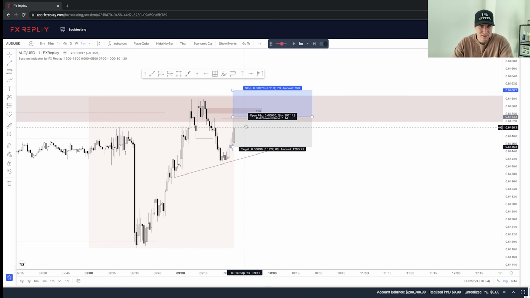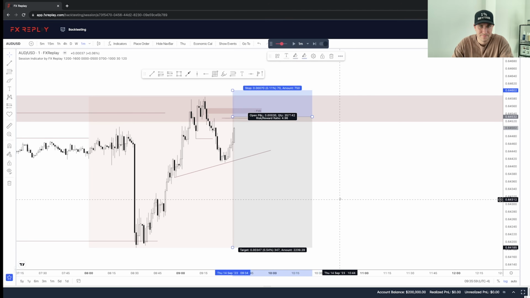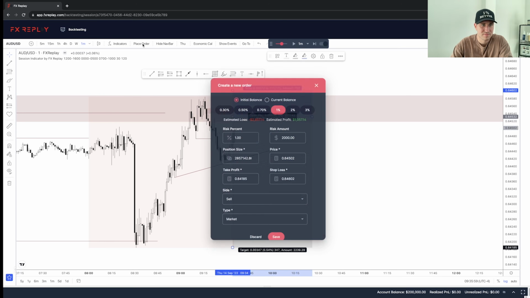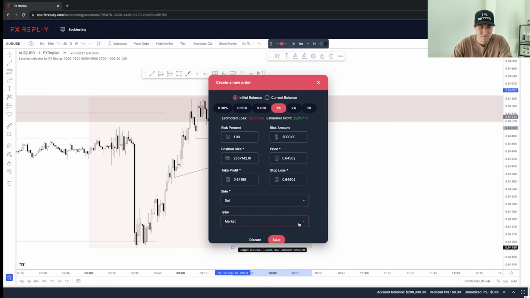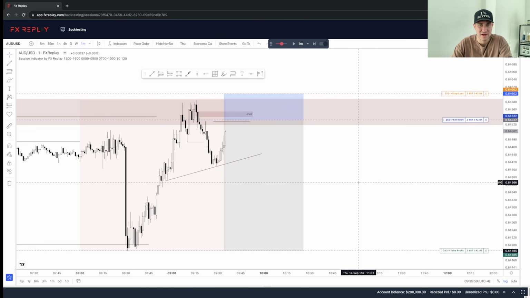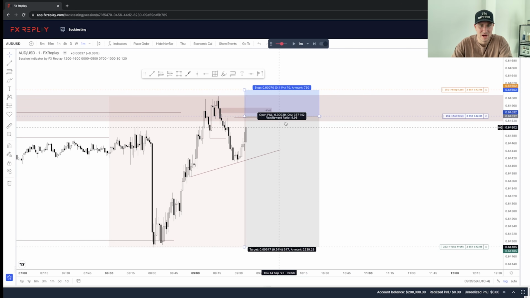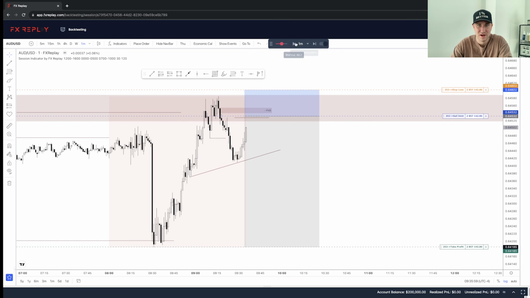So once I have the limit already and I'm targeting down at this week low, I'm going to press here. For those who don't know how to use FX Replay, click this risk reward tool right here, place order, sell, market execute. I'm going to make it a limit, and then there you go. So now the limit is pending. You guys are going to see here what happens once we come into the area.